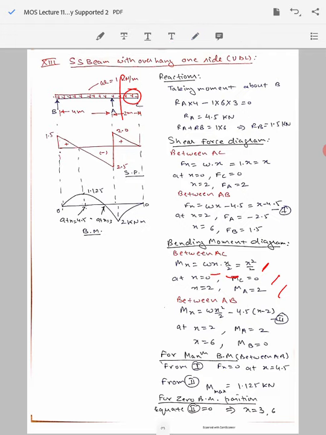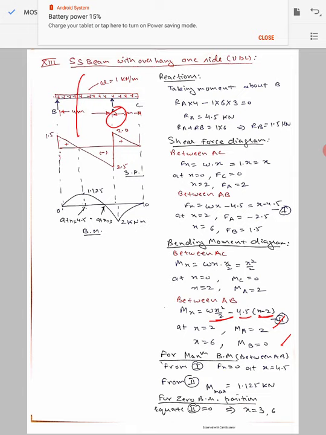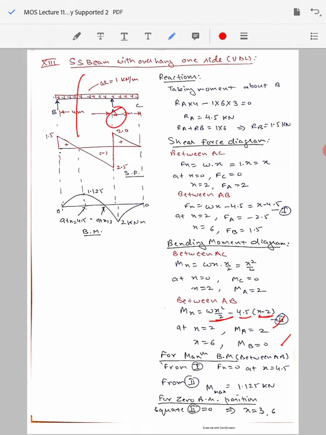Then for the span AB, if you cut the beam anywhere between A and B, apart from W x square by 2 for this span, there will be a support reaction Ra acting here, which will be acting at a distance of x minus 2. So minus Ra into x minus 2 appears in this equation, and for x equal to 2 and x equal to 6, it is going to give you the bending moment value as Ma equal to 2 and Mb equal to 0.